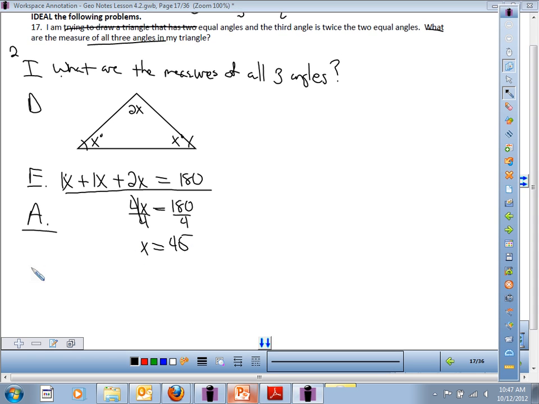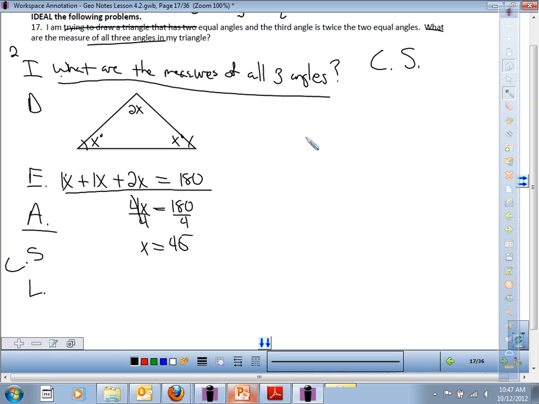Alright? So now we need to come back and label in a complete sentence. So we'll have a complete sentence here, and we'll have a complete sentence here. So if I'm grading these and you get one back and you see CS, and I counted wrong for that, that means you didn't write a complete sentence. So we're going to answer our I. What are the measures of all three angles?